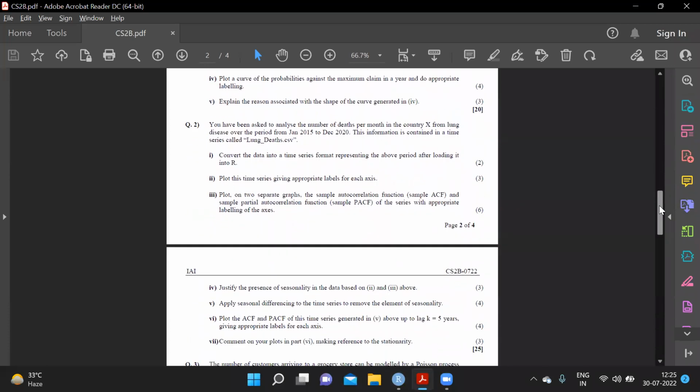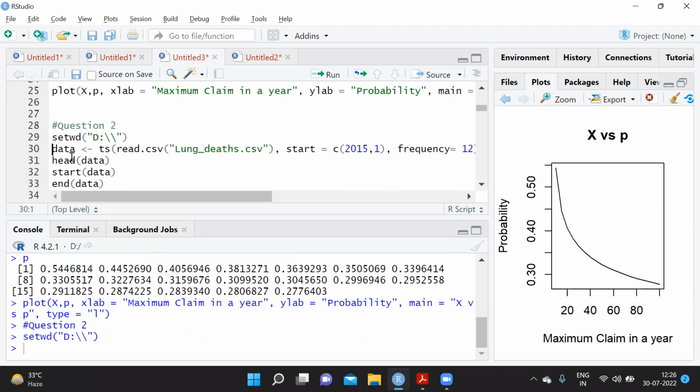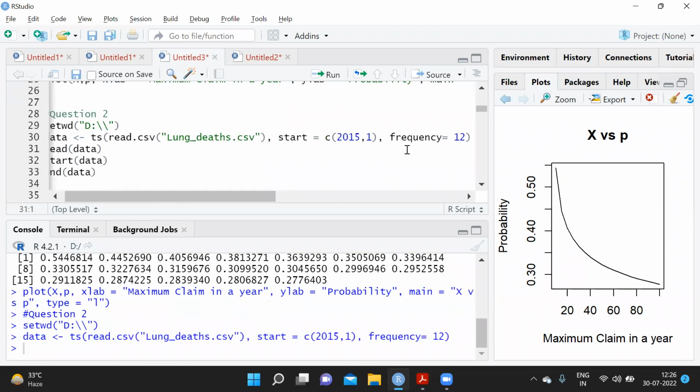Moving on to question 2, you have been asked to analyze the number of deaths per month in country X from lung disease over the period January 2015 to December 2020. This information is contained in a time series file called lung.csv. Convert the data into time series format representing the above period after loading it into R. So we set the working directory, then import the data in time series format using ts of read.csv, where start is January 2015 and frequency is monthly, as given in the question.